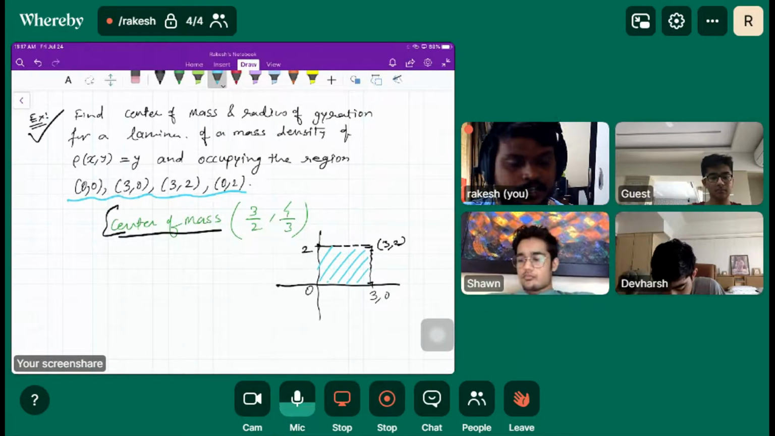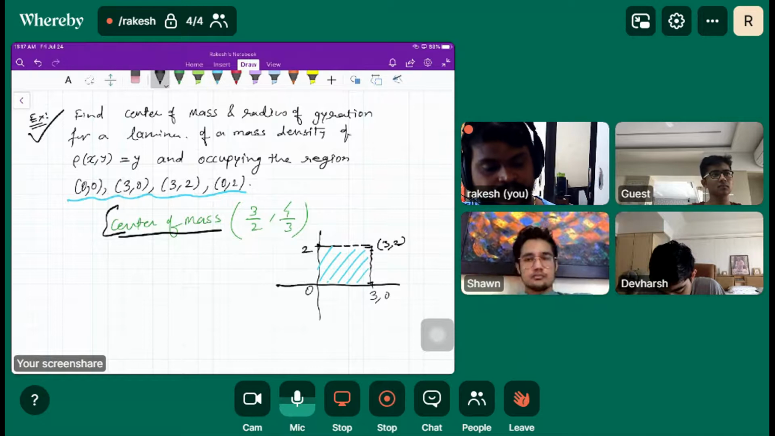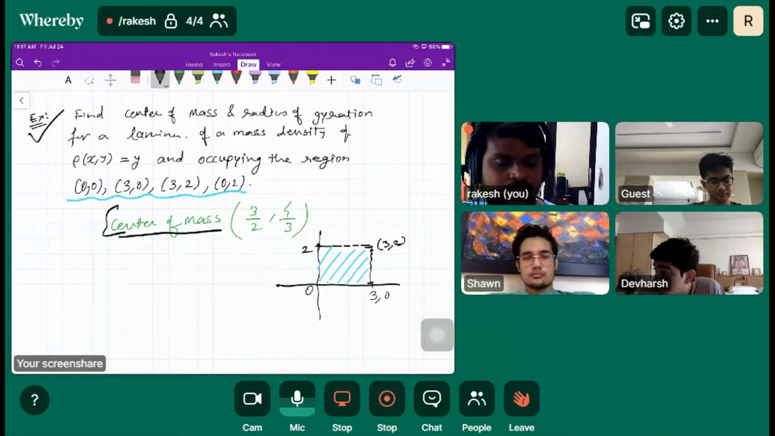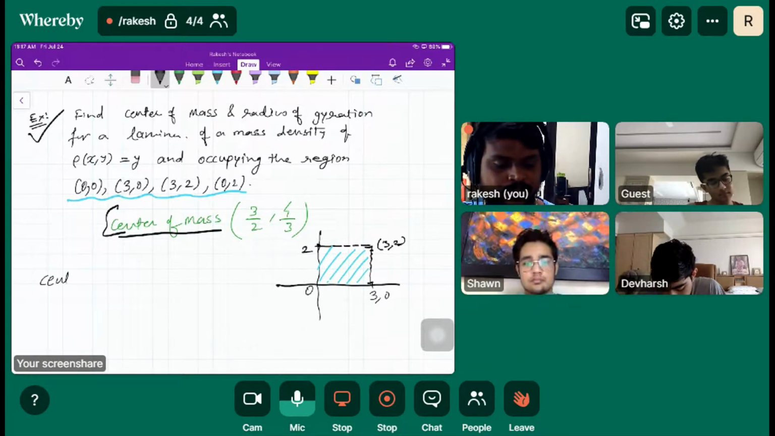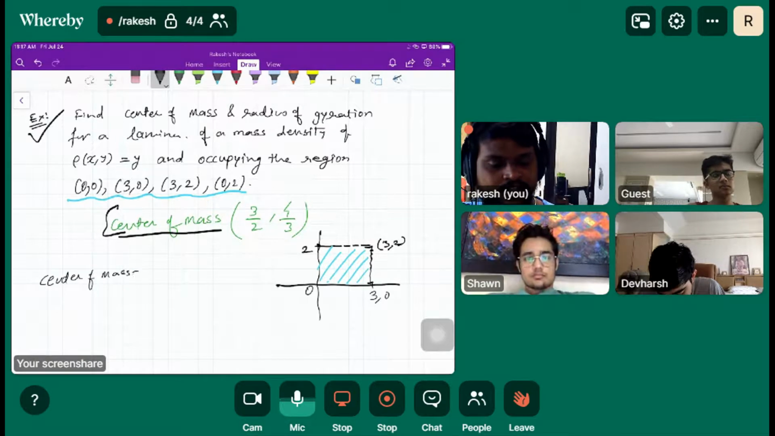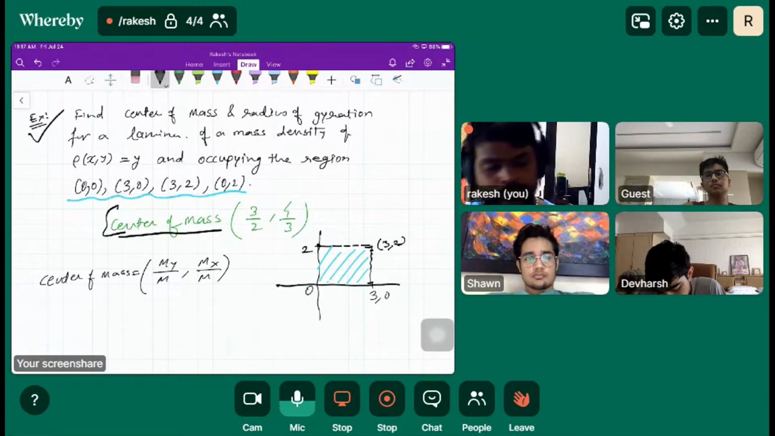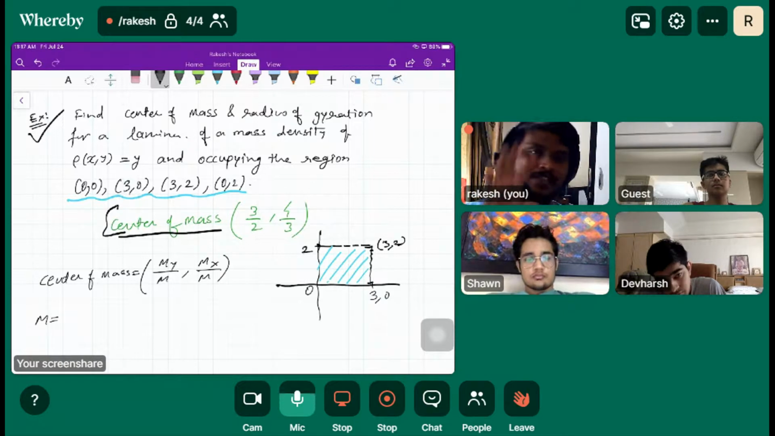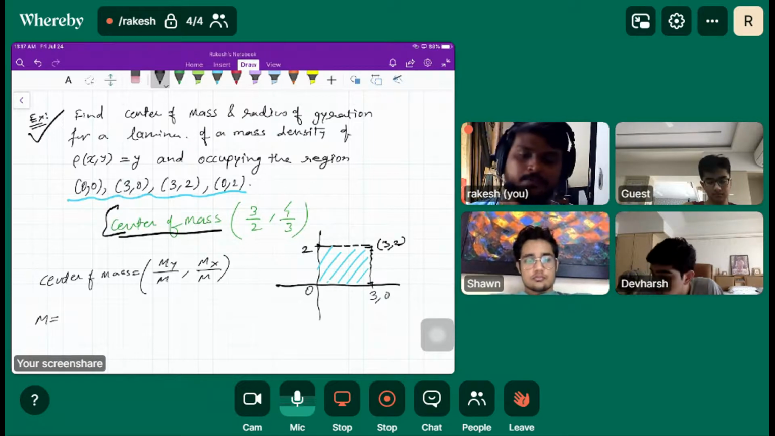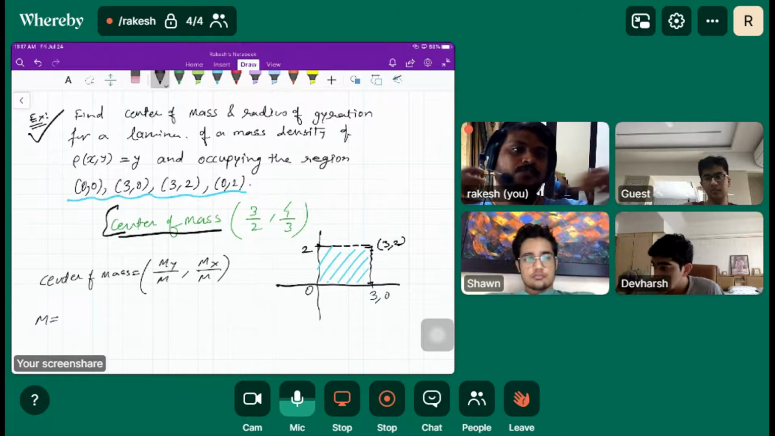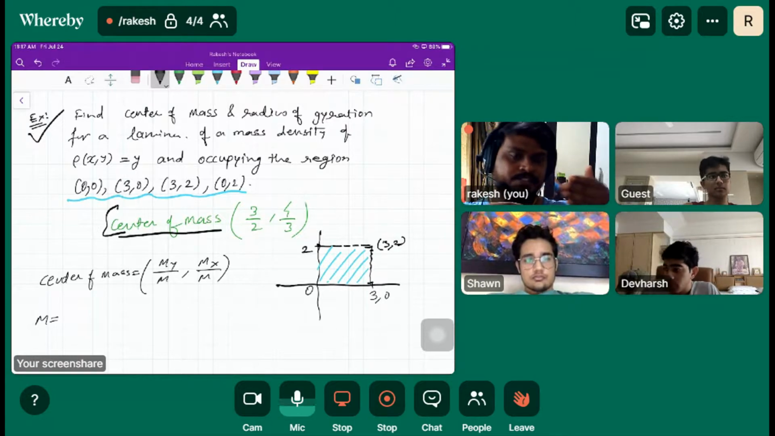So once we get the region, from double integration we have some formula for the center of mass. And what is that? Center of mass is My upon M comma Mx upon M, right? So what is M first of all? The total mass of this lamina. We can find out the total mass of this, right?